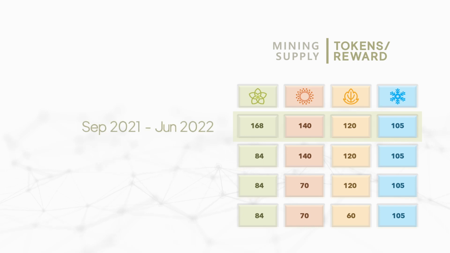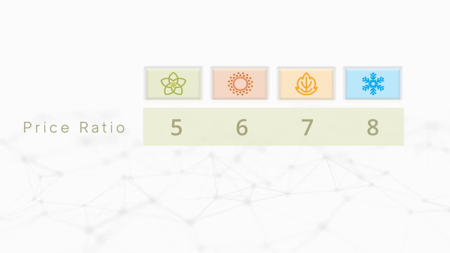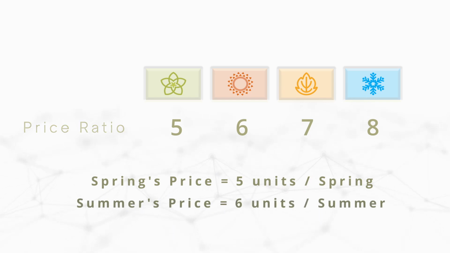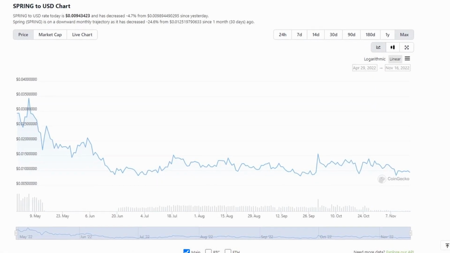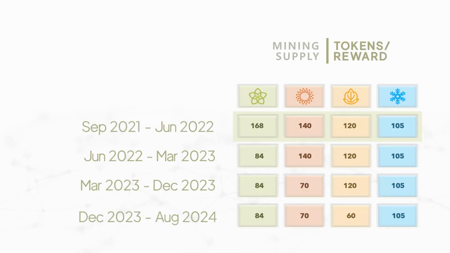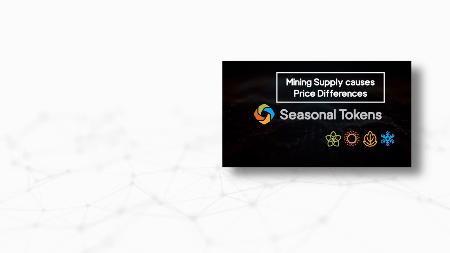During the first 9 months of the project, between September 2021 and June 2022, the prices of the tokens remained close to this ratio: 5, 6, 7, 8. This means that if Spring's price is 5 arbitrary units per Spring, then Summer's price will be 6 units per Summer, and so on. Notice that the dollar prices of the tokens are not possible to predict. But the relative prices of the tokens depend on the relative abundance created by the mining supply schedule, hard-coded in the smart contracts. Check out this video for a detailed explanation of how mining supply causes price differences.